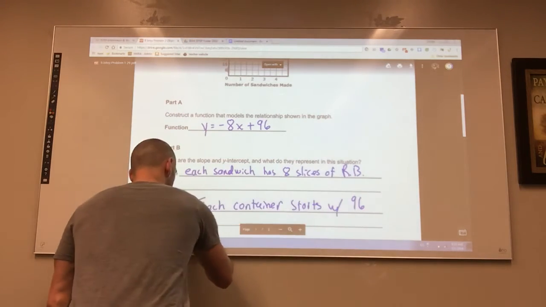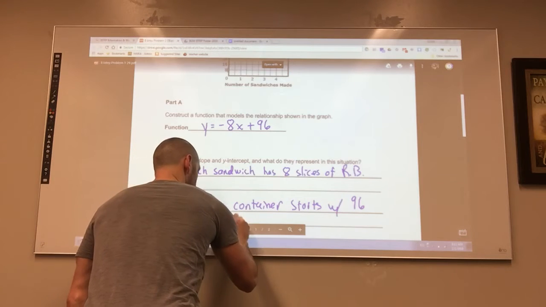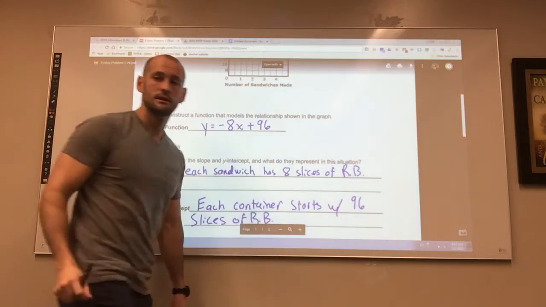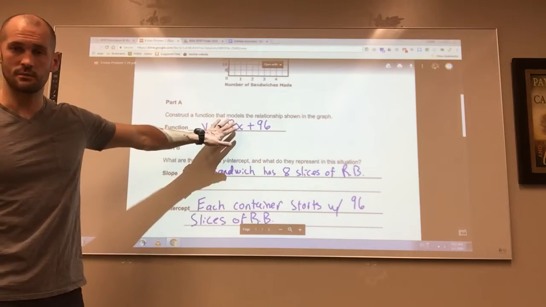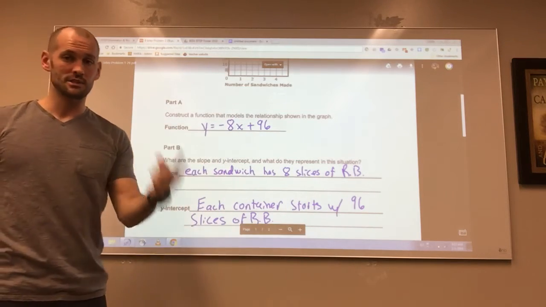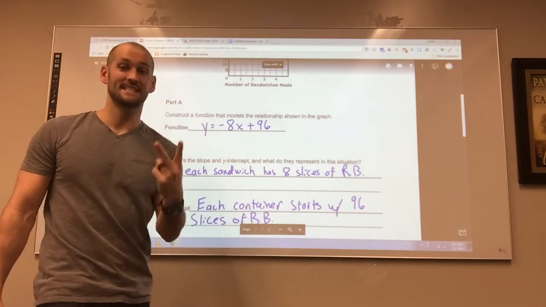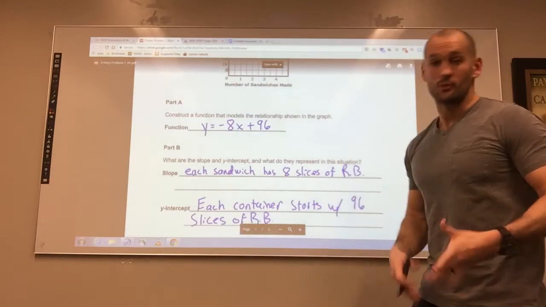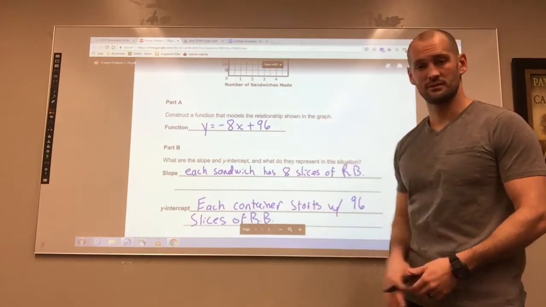96 slices of roast beef. That's what this function's telling me when it refers to the graph. I lose 8 slices per sandwich, but a container starts with 96 slices. Okay? We're only halfway done. But now we get to use some of this information.